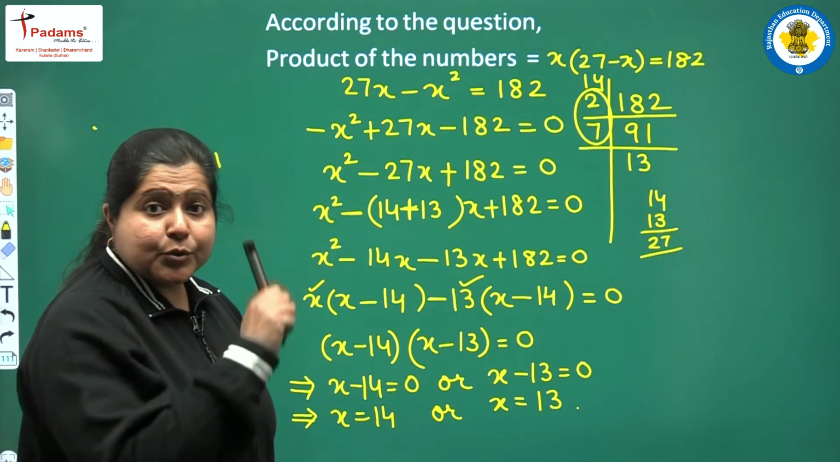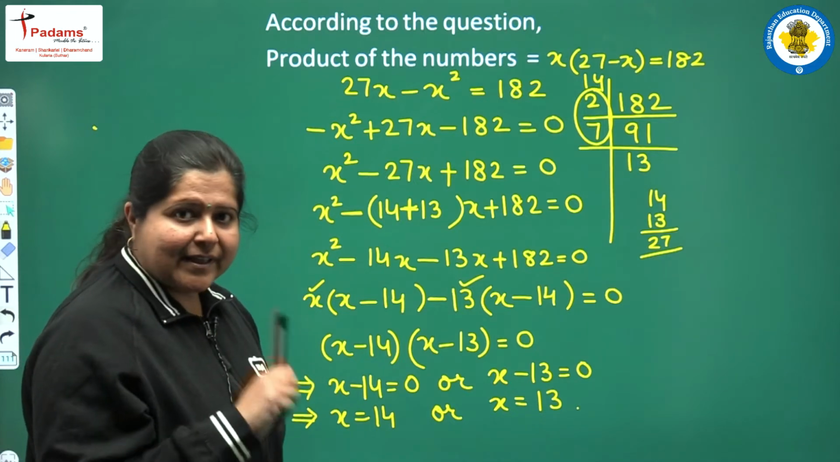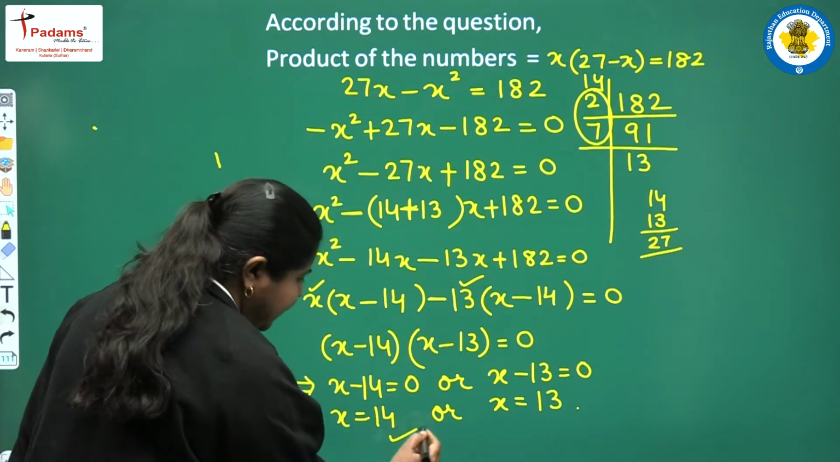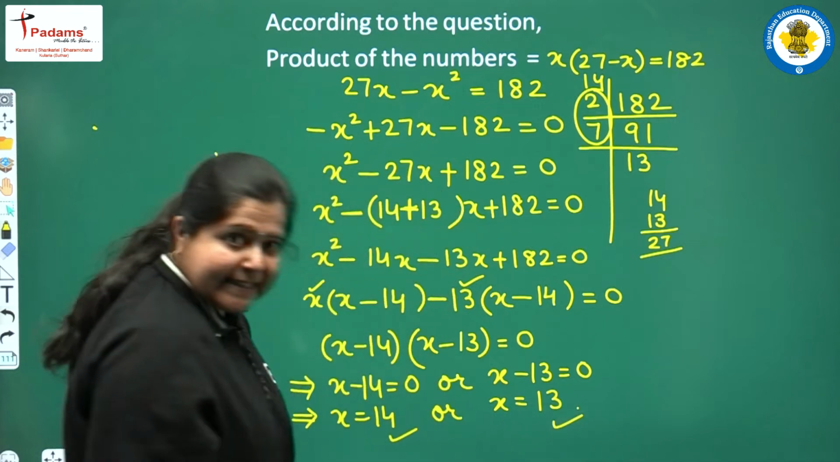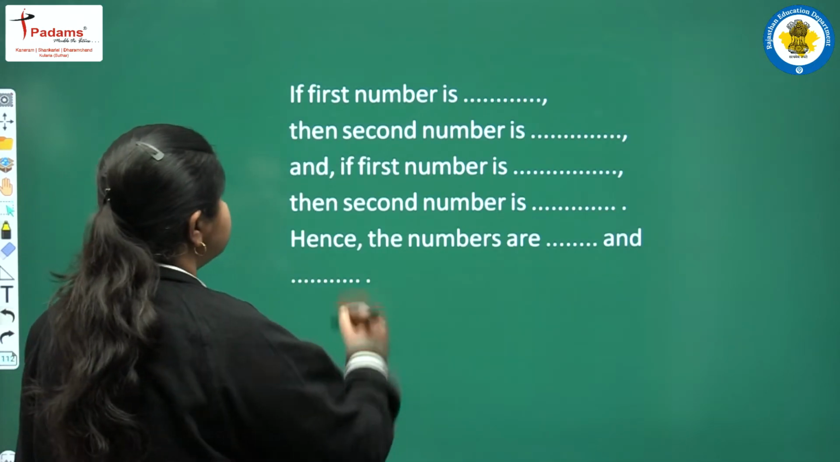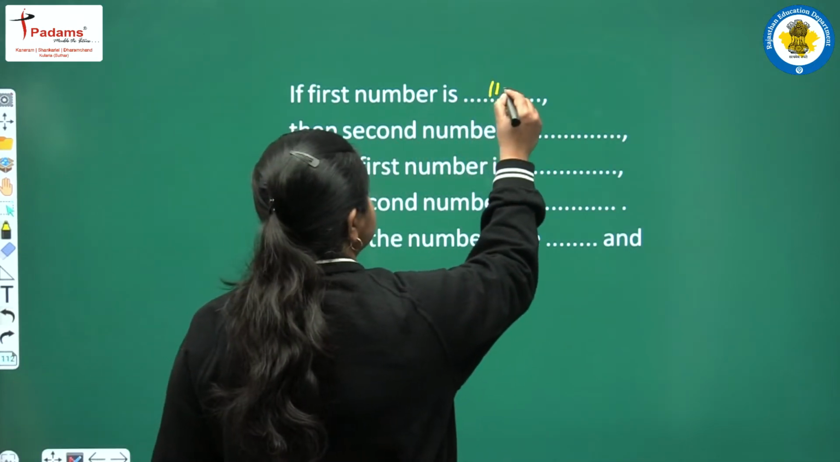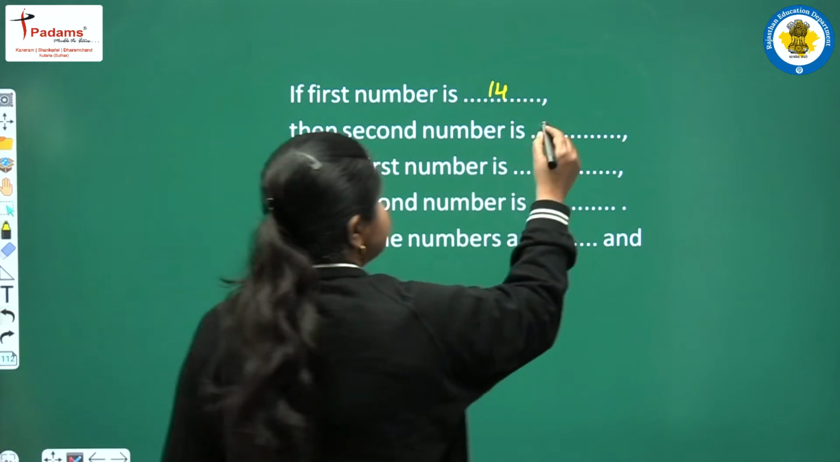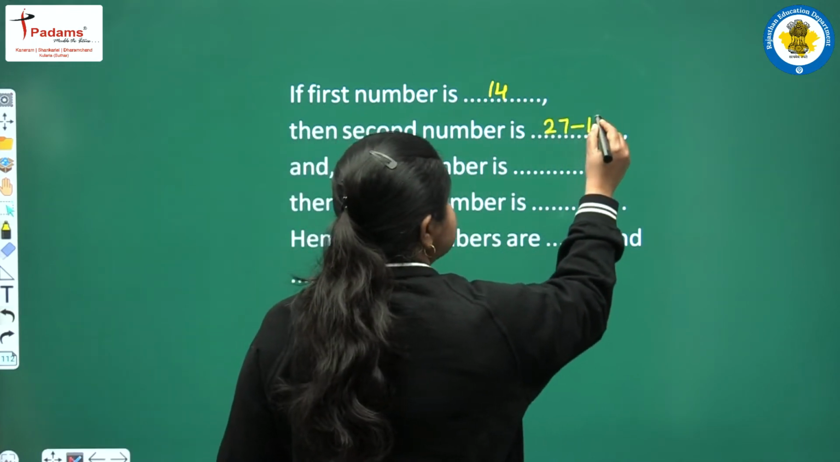x is one of the two numbers given in the question. So x can be either 14 or 13. Let us write the answer. If the first number is 14, then the second number will be 27 minus 14.